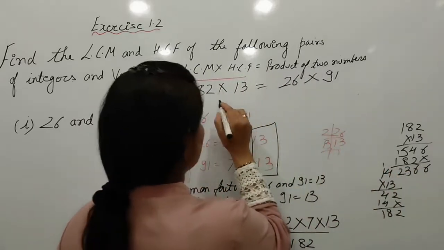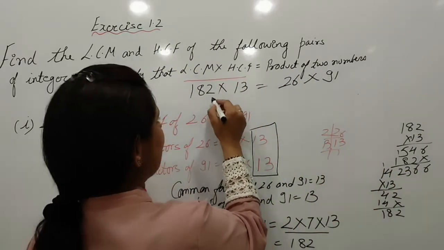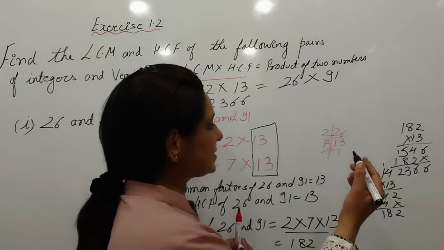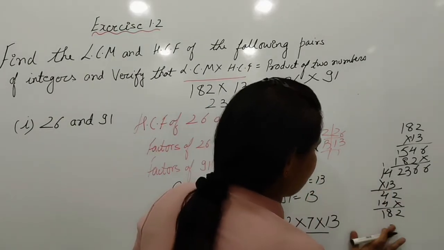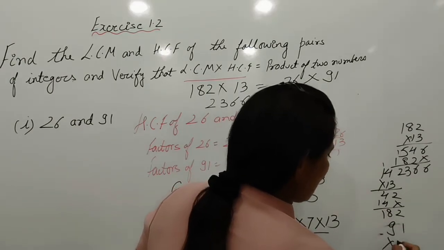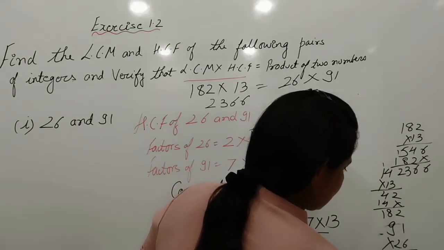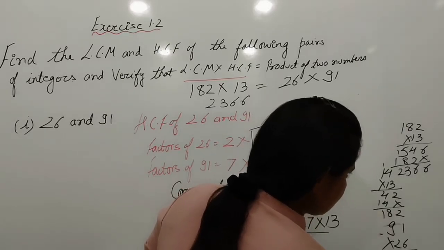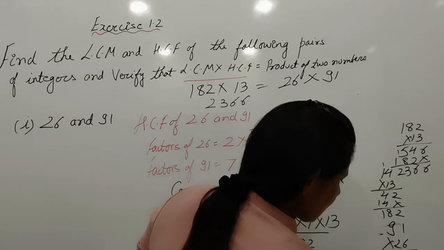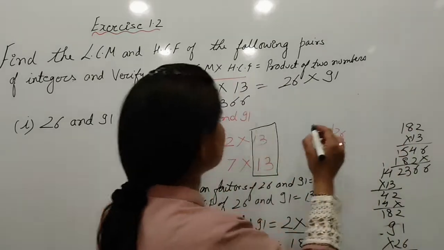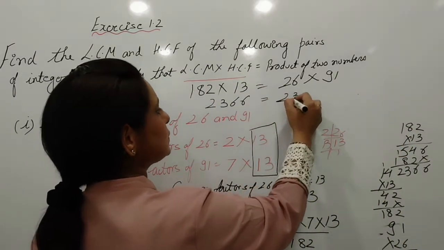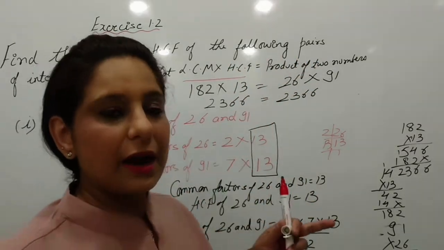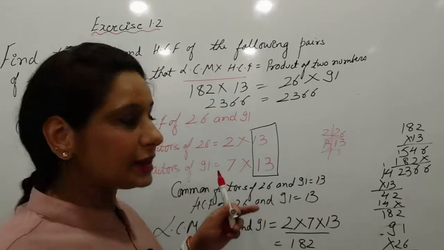So I have got my left hand side as 2366. Now let us move to the RHS and see if they also get the same one. So here it will be 91 into 26. Let me see if I am getting the same answer or not. Yes, I am getting the same answer. So my left hand side and my right hand side are equal, so hence verified.